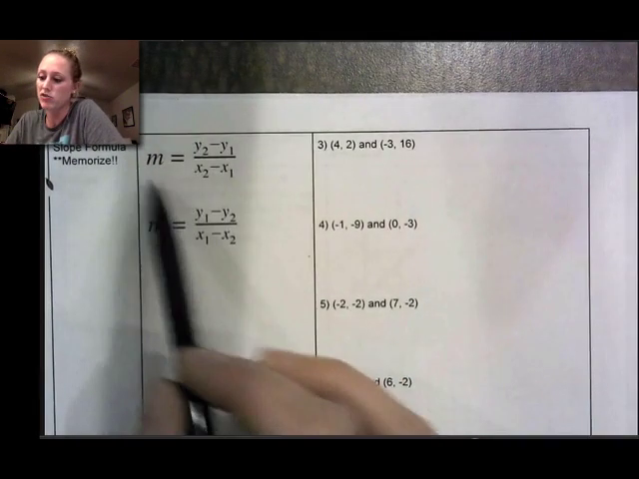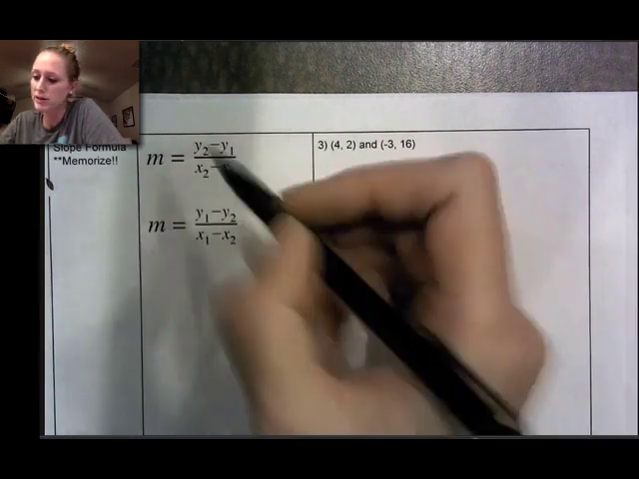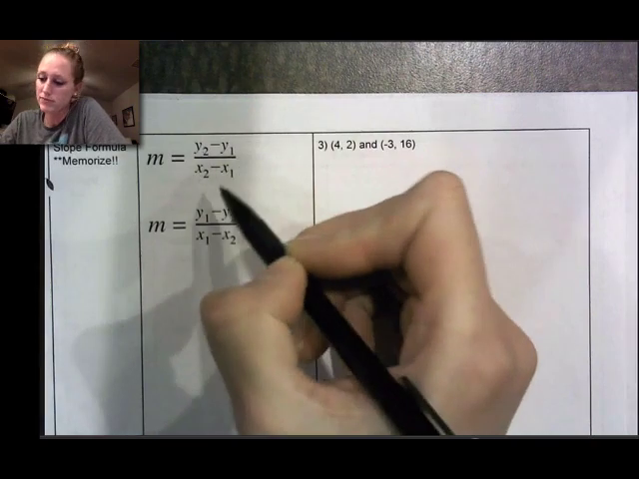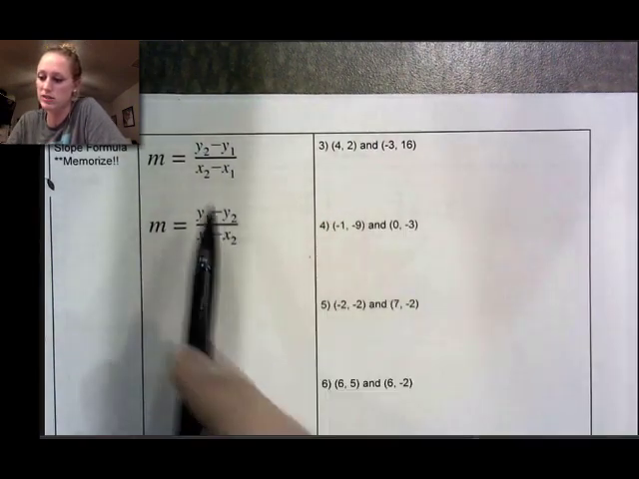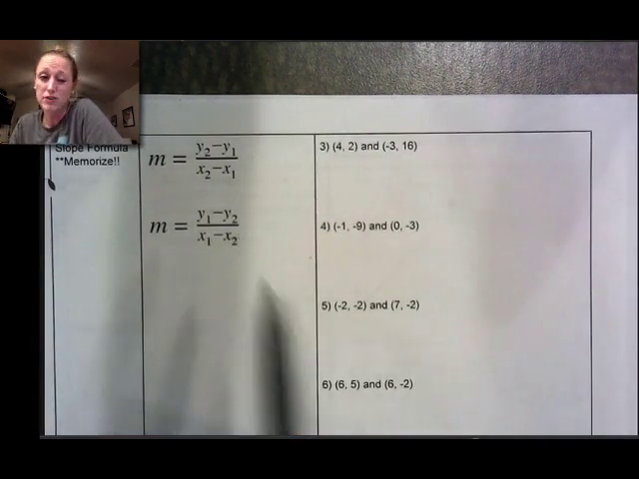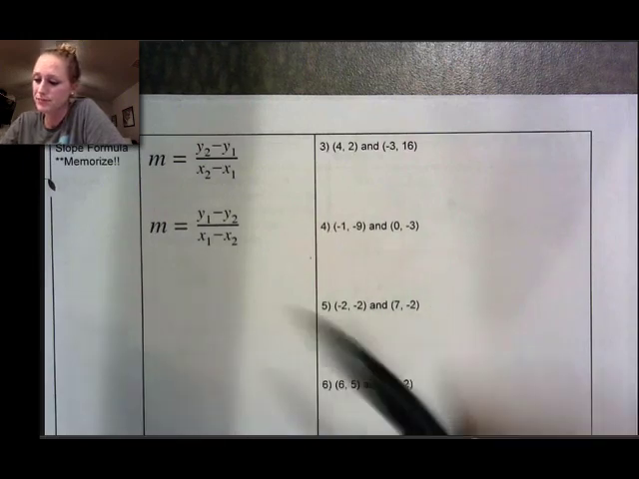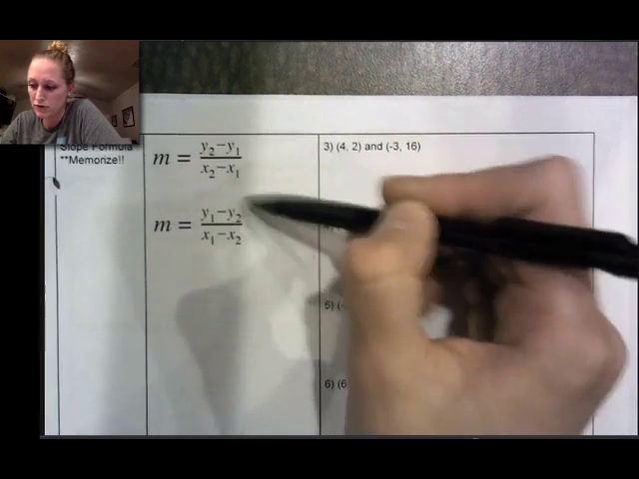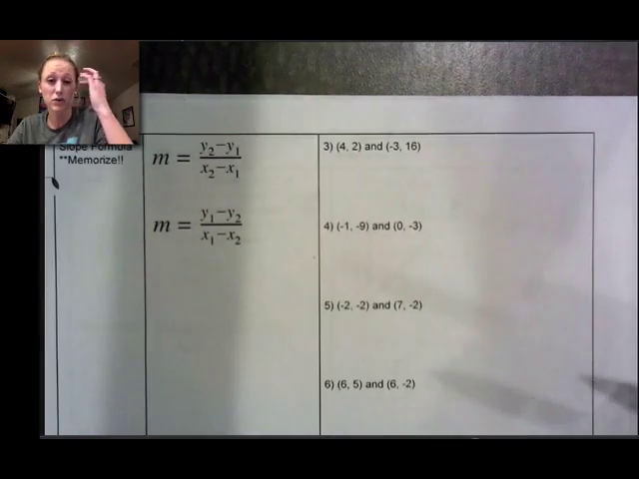Typically, this is the way you will see it if you were to ever look up the slope formula. It's the second y coordinate minus the first y coordinate over the second x coordinate minus the first x coordinate. Now notice this one is exactly a switch. Both of them will result in the same answer, but notice the 2's line up and the 1's line up. As long as that's happening, you are good to go.